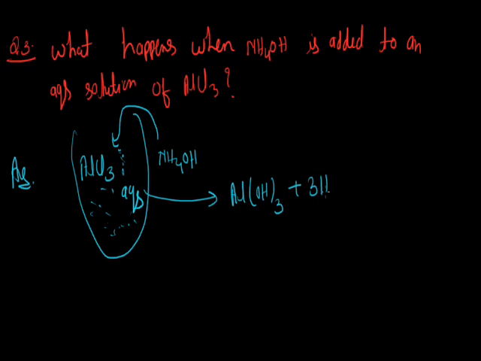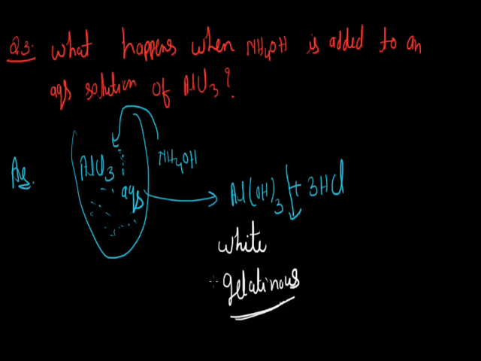The reaction gives Al(OH)3 plus 3NH4Cl. This Al(OH)3 forms a precipitate, a gelatinous white precipitate. The color of this precipitate, Al(OH)3, is white and gelatinous. Gelatinous means it is lightweight and looks like gelatin.